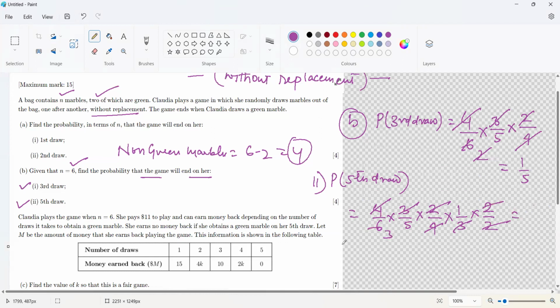What is the result? It is 1 over 3 times 5. This is 1 over 15. Is it clear? Yeah, I got it.